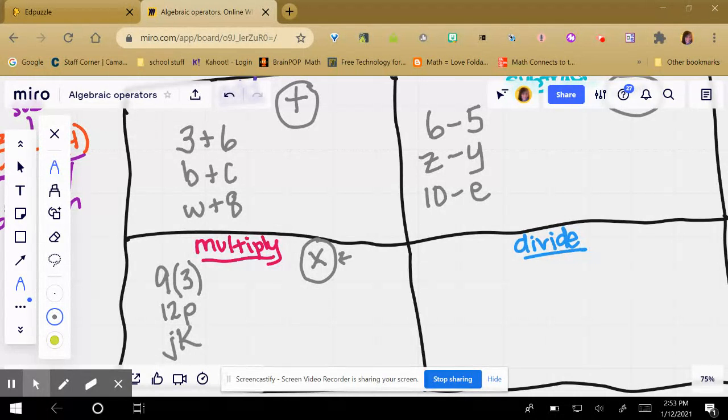Okay, last one. How do we show division? Go ahead and answer that now. How would we show division in algebra?